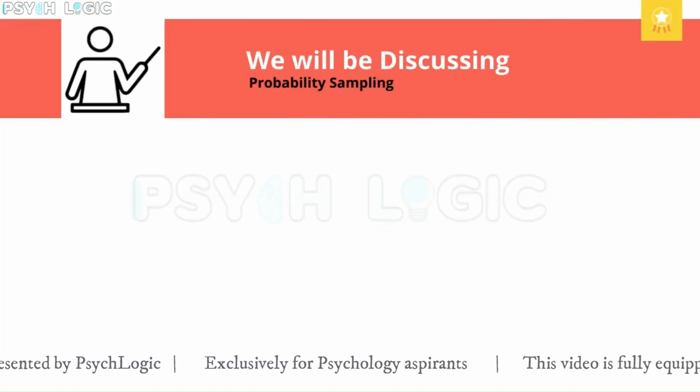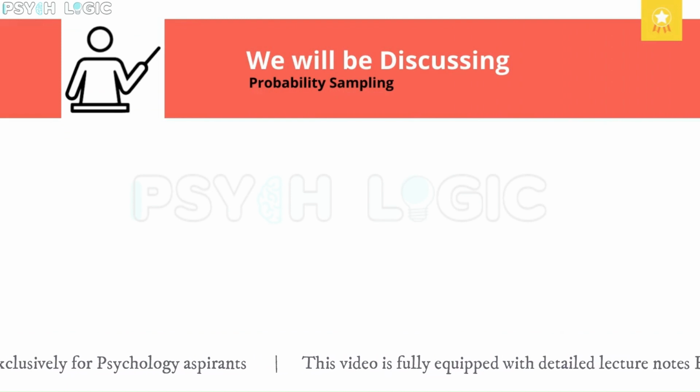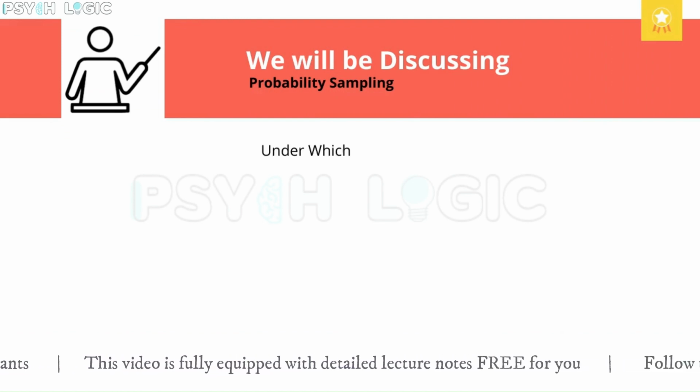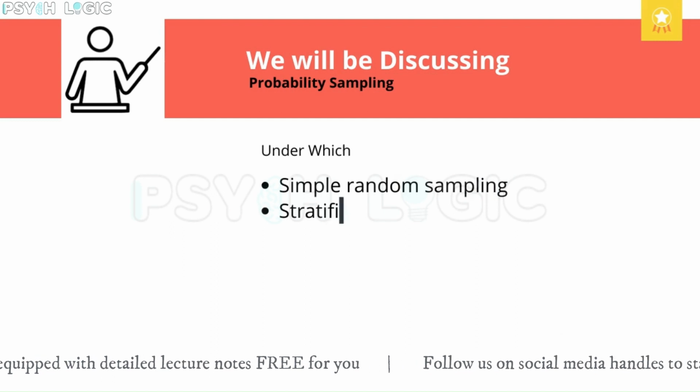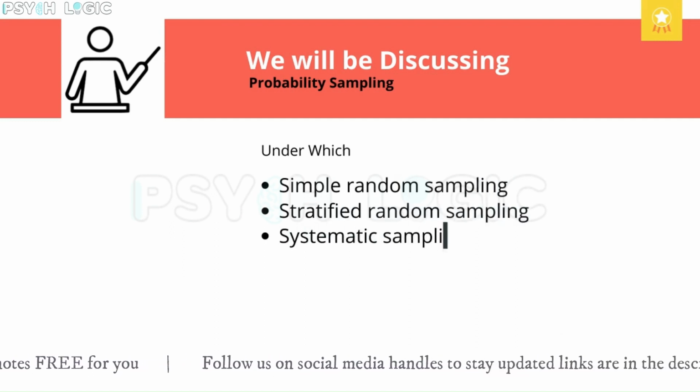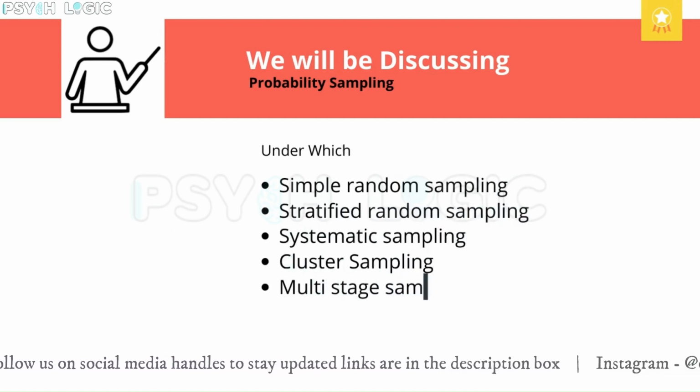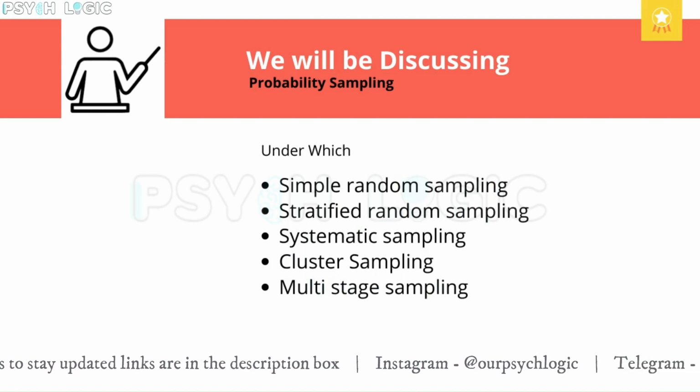But today, in part 1 of sampling methods, we will be discussing 5 types of probability sampling. First is simple random sampling. Second is stratified random sampling. Third is systematic sampling. Then cluster sampling. And then finally the multi-stage sampling.